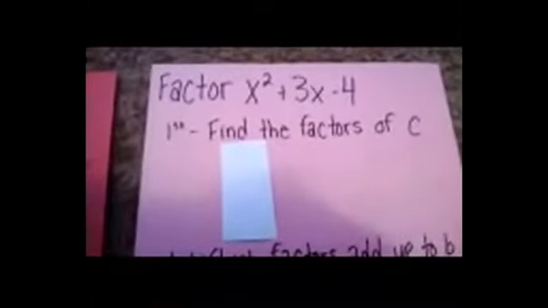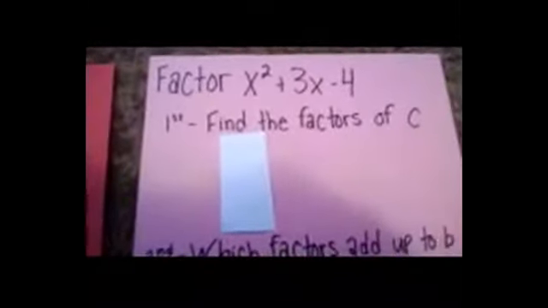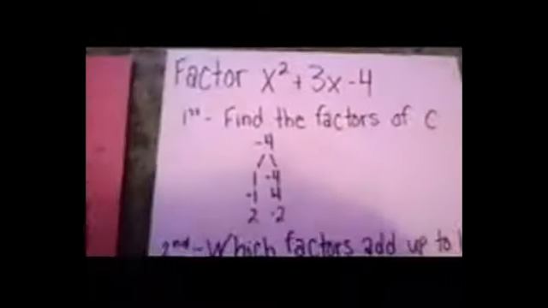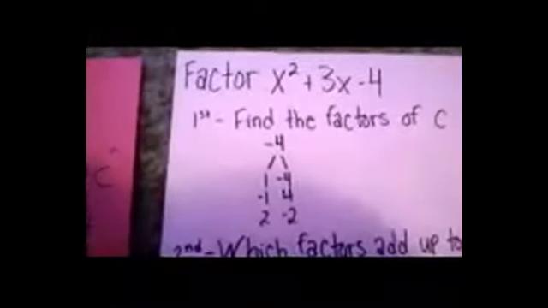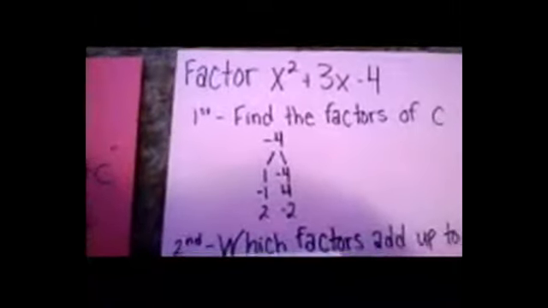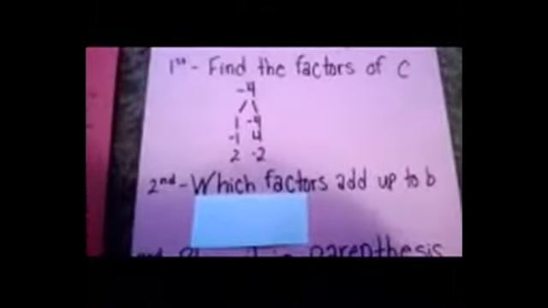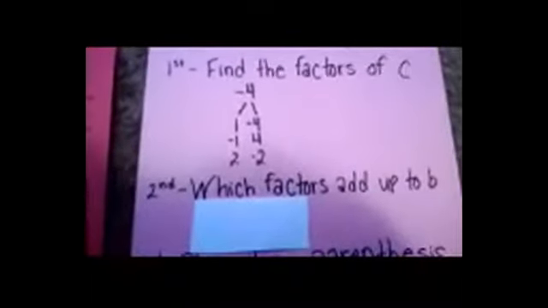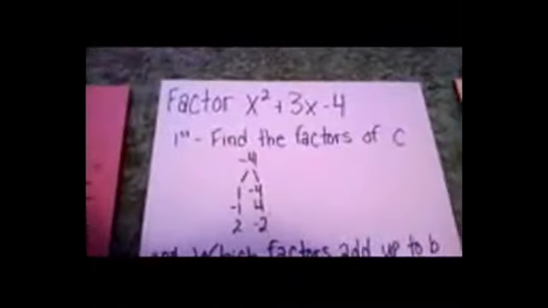First, we must find the factors of c, which in this problem is negative 4. These factors would be 1 and negative 4, negative 1 and 4, and 2 and negative 2. Second, which factors add up to b? In this problem, b is 3. So, 4 plus negative 1 equals 3.